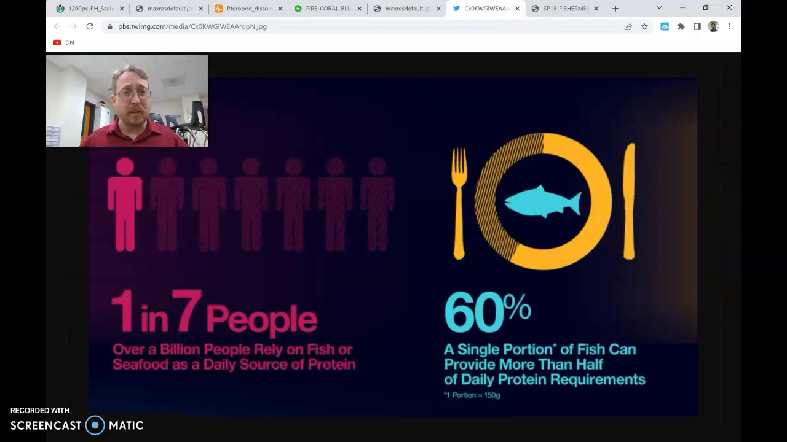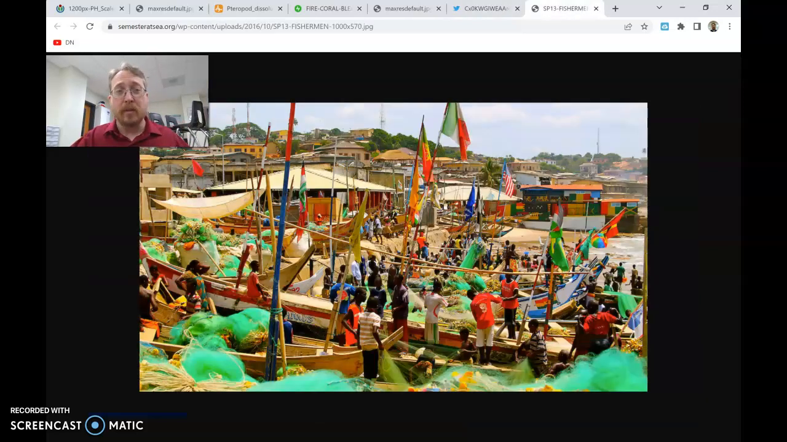Now, this is a problem because if ocean ecosystems are wiped out, that is a problem for humans because 1 in 7 humans rely on seafood as their primary nutritional source. So that's a lot of people. And so a lot of people are going to be affected around the world. Their economies and their diets may have to change as ocean ecosystems are threatened. So let us review.